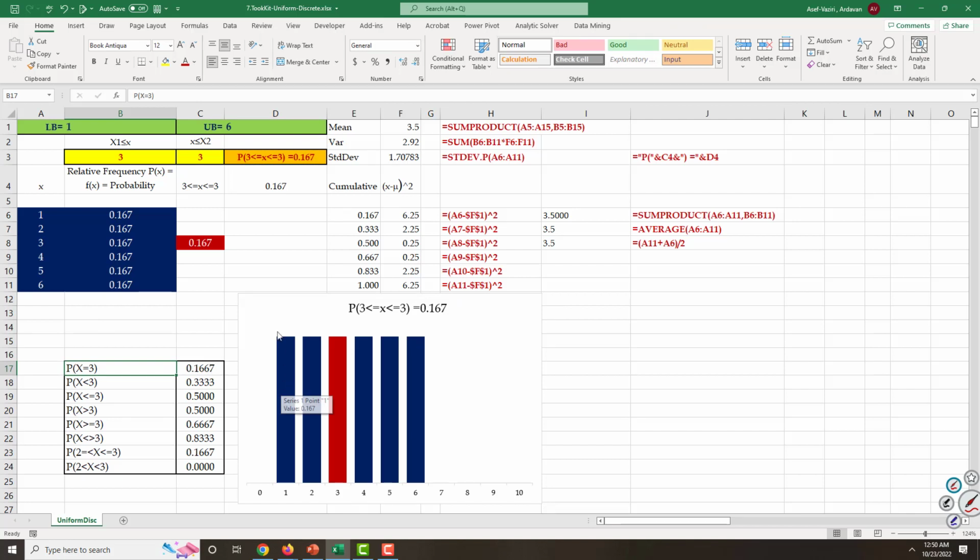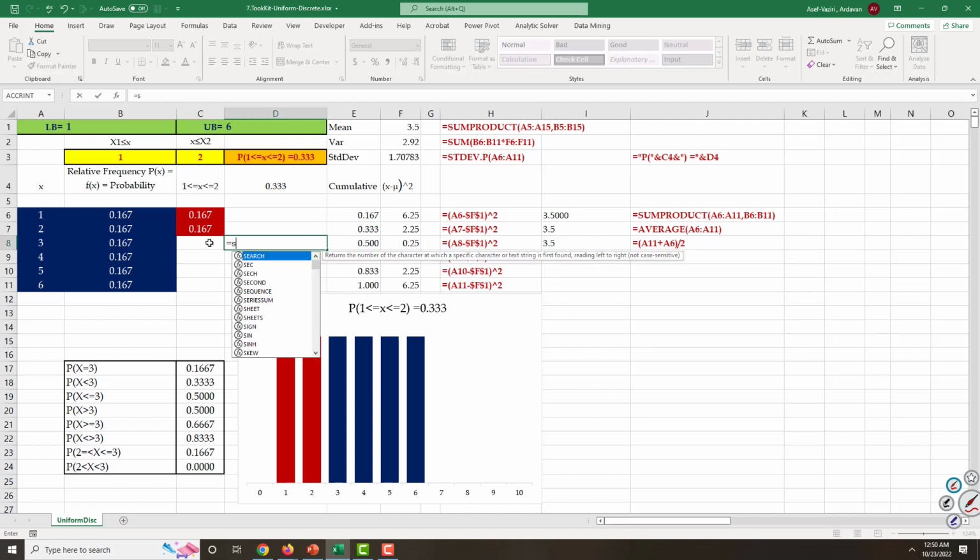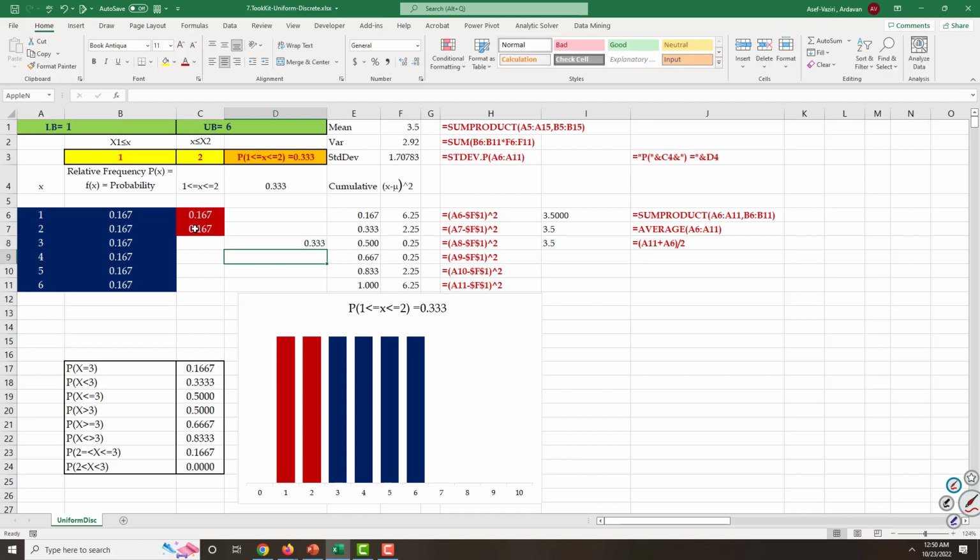Probability of x being less than 3. It is from 1, but it does not include 3 because it says less than 3. So that is this probability. And if we add these two numbers together, equal to summation of these two numbers, that is that probability. Now, probability of x less than or equal to 3. That's it. These three numbers, and that is the summation of those three numbers.